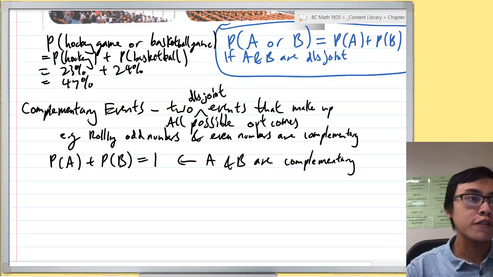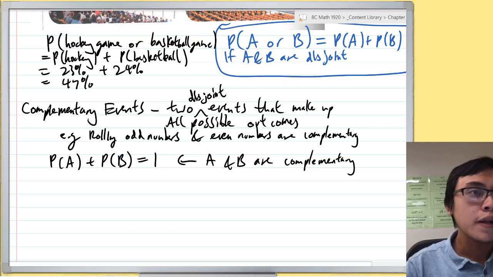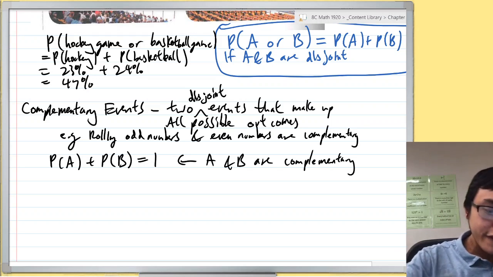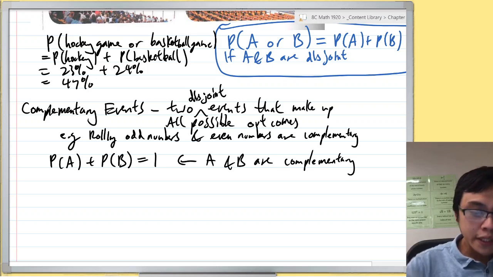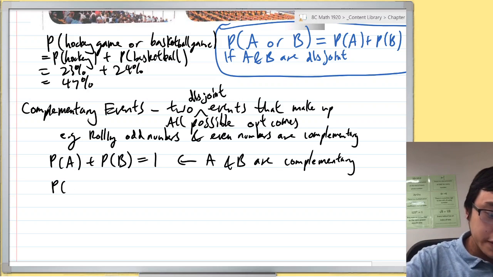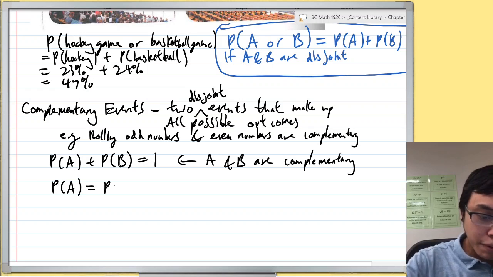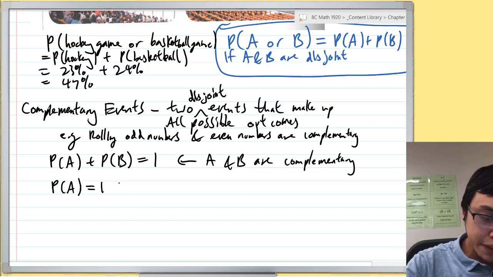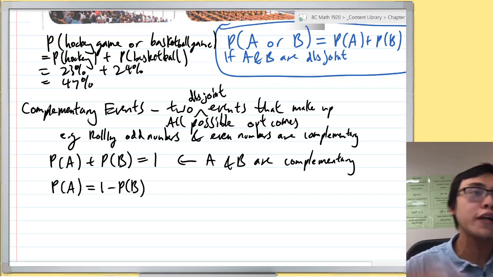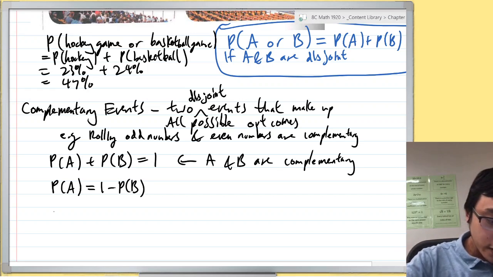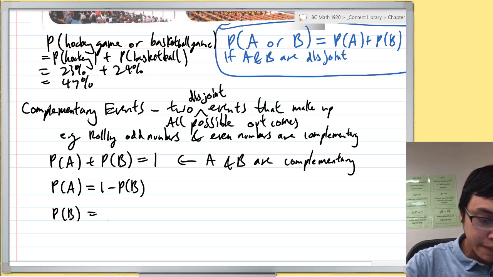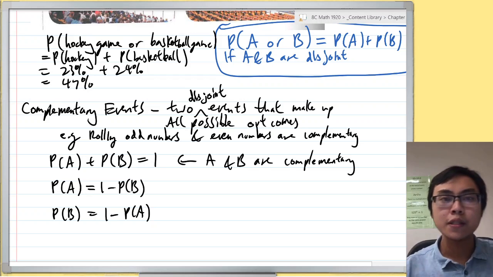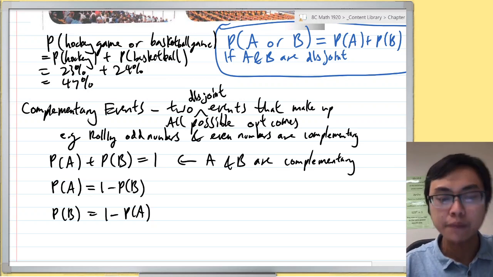There are also different ways of writing this. If A and B are complementary, then I can find out what the probability of B is. For example, the probability of A is equal to 1 minus the probability of B. I can write it this way, or I can write it another way: the probability of B happening is the same as 1 minus the probability of A happening. This all holds if A and B are complementary.